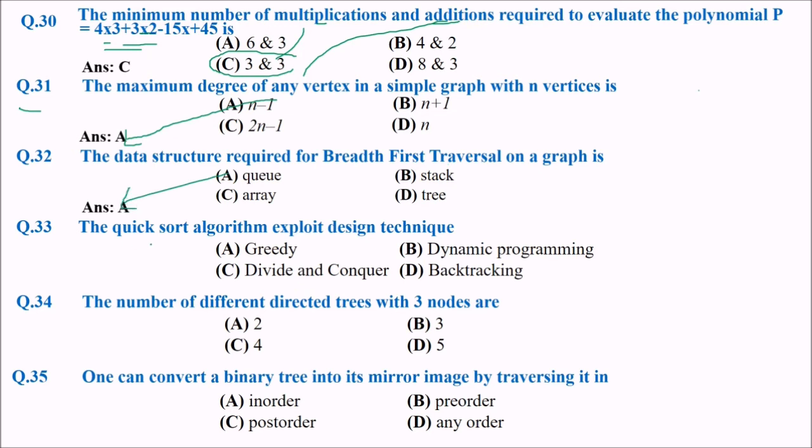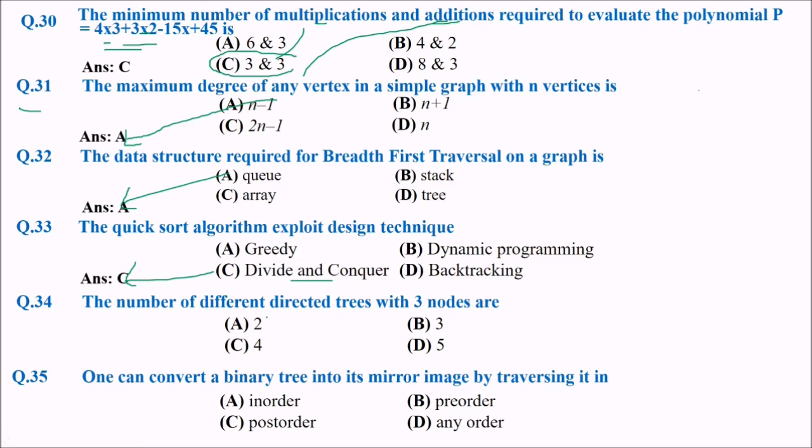A quicksort algorithm exploits which design technique? Is it divide and conquer or any other? The answer is divide and conquer. So quicksort also uses divide and conquer. Various partitions are made, and then you make the partitions so small that you can actually conquer them, and then you combine them.